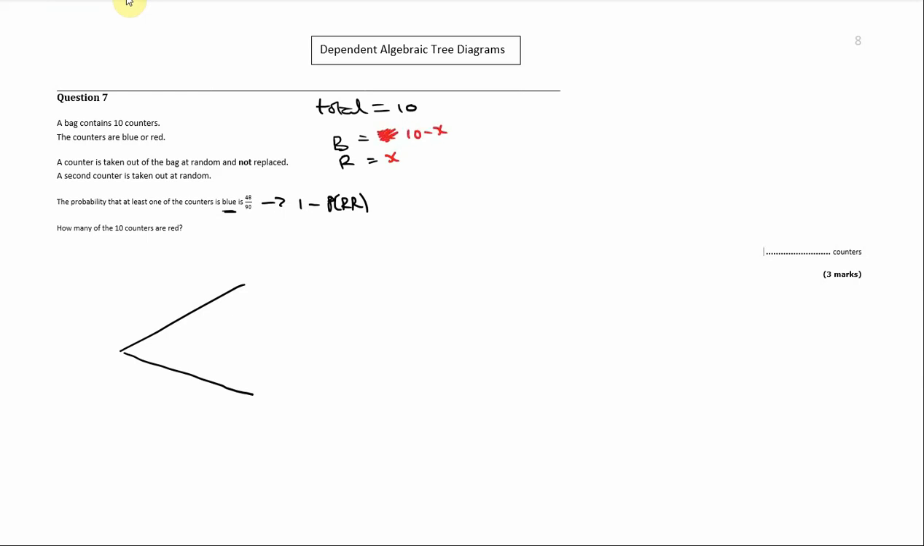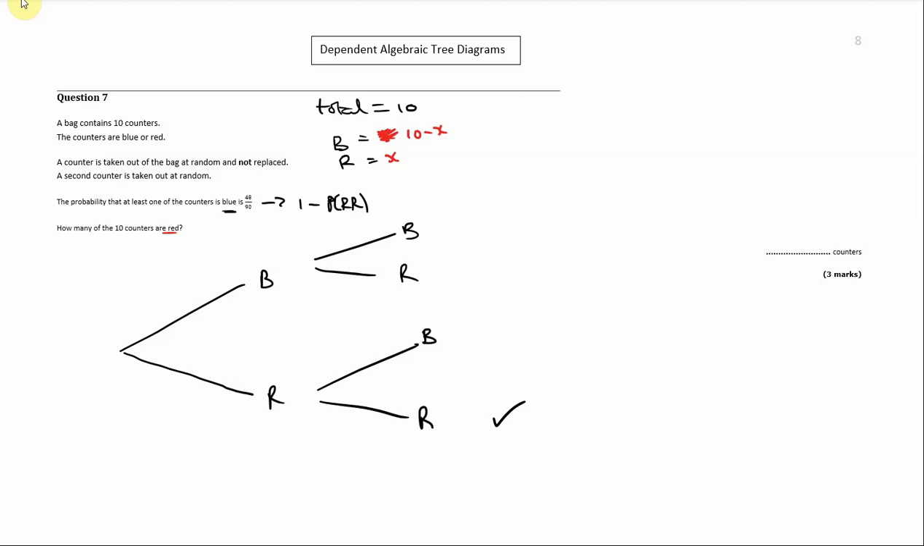And also they've asked us the actual question, how many are red? So as soon as we find X, we have our answer. So don't be afraid to change your setting up once you've read the full question. So we're going to have blue, red, and we've already mentioned our tactic. We could find these 3 and add them together, but that's a lot more work than finding this 1 and taking it away from 1.